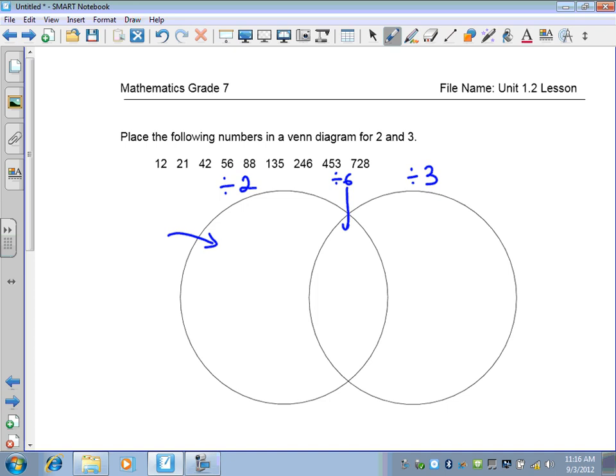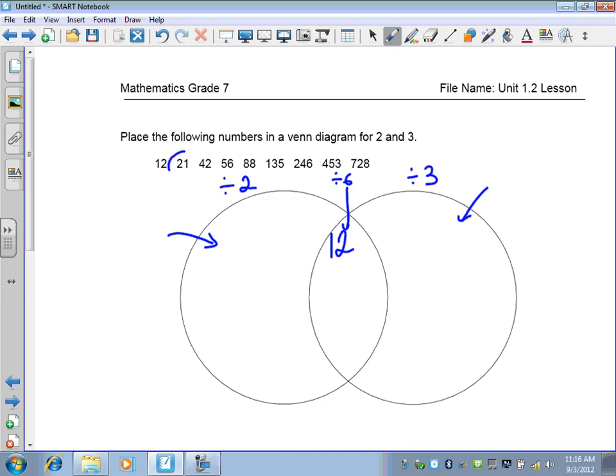Let's check and see if 12 is also divisible by 3. 12 divided by 3 is 4, so this is a yes. That means that 12 has got to be overlapped by both the divide by 2 and the divide by 3. And that makes it divisible by 6.